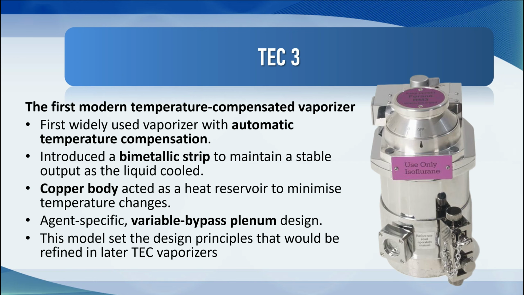It was the first widely used vaporizer with automatic temperature compensation. It introduced a bimetallic strip to maintain stable output as the liquid cooled. The body was made of copper, and that acted as a heat reservoir to minimize temperature changes. It had an agent specific variable bypass plenum design. It also solved the problem of positive pressure ventilation. And essentially, this became the platform on which all further vaporizers were built.